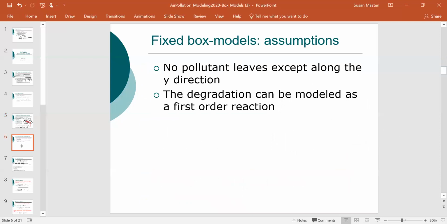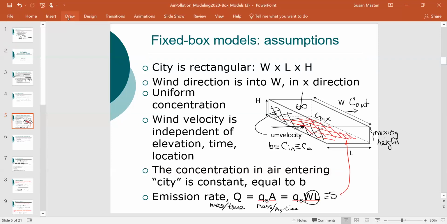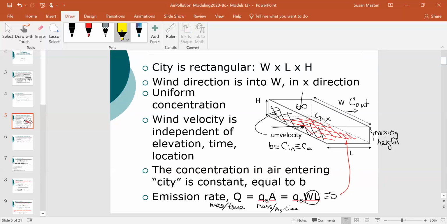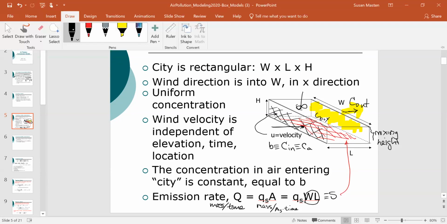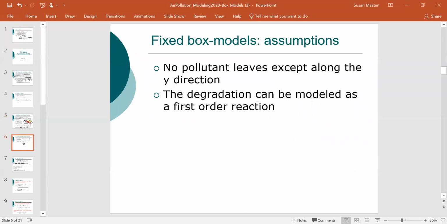The other thing we are going to assume is, let's go back to this model here, and now we'll pick another color. We're going to look at this face right here. All of the pollutant that leaves is going to leave from that face. So there's no pollutant leaving out of the top. There's no pollutant leaving out of the sides. It simply moves in from the one face here and moves out to the other.